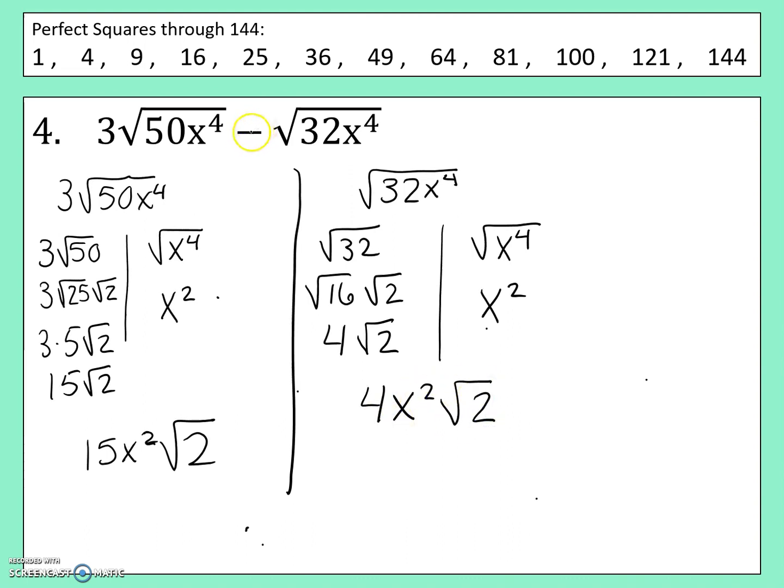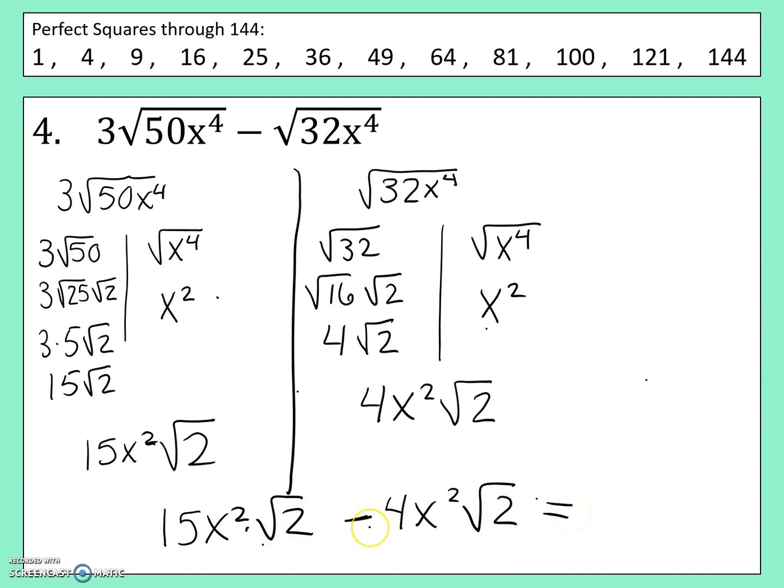Remember we said we would subtract them at the end? So now I have this one, which is 15x squared √2, minus this one, 4x squared √2. Well, we have the same number underneath the radical both times. So 15x squared minus 4x squared gives us, not 9, oops, 11x squared √2 as our final answer.